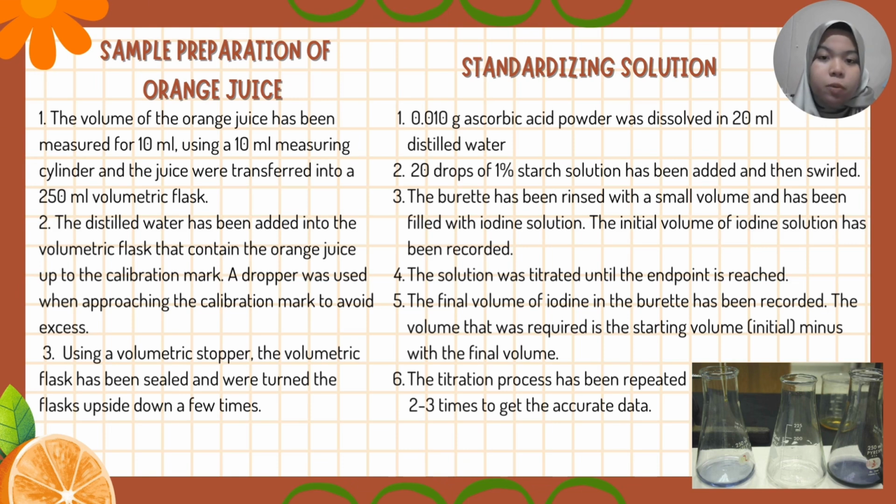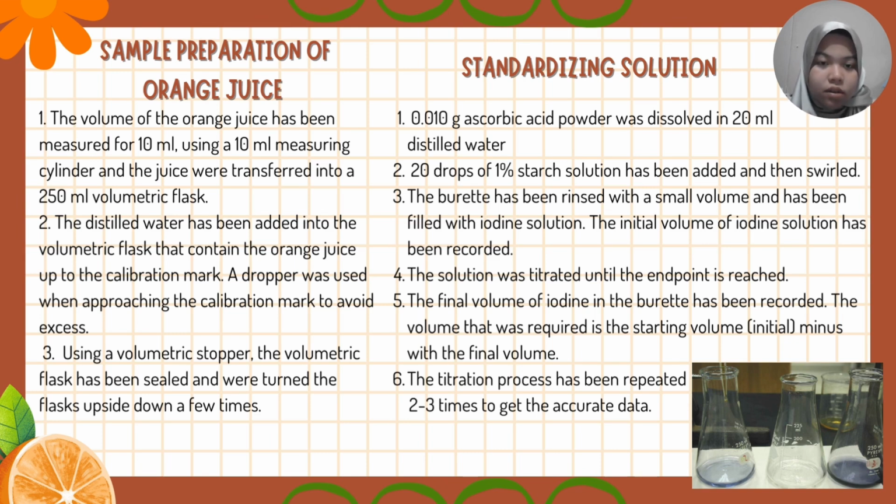So firstly, 0.01 gram ascorbic acid powder was dissolved in 20 ml distilled water. 20 drops of 1% starch solution has been added and then swirled. The burette has been rinsed with a small volume and has been filled with iodine solution.